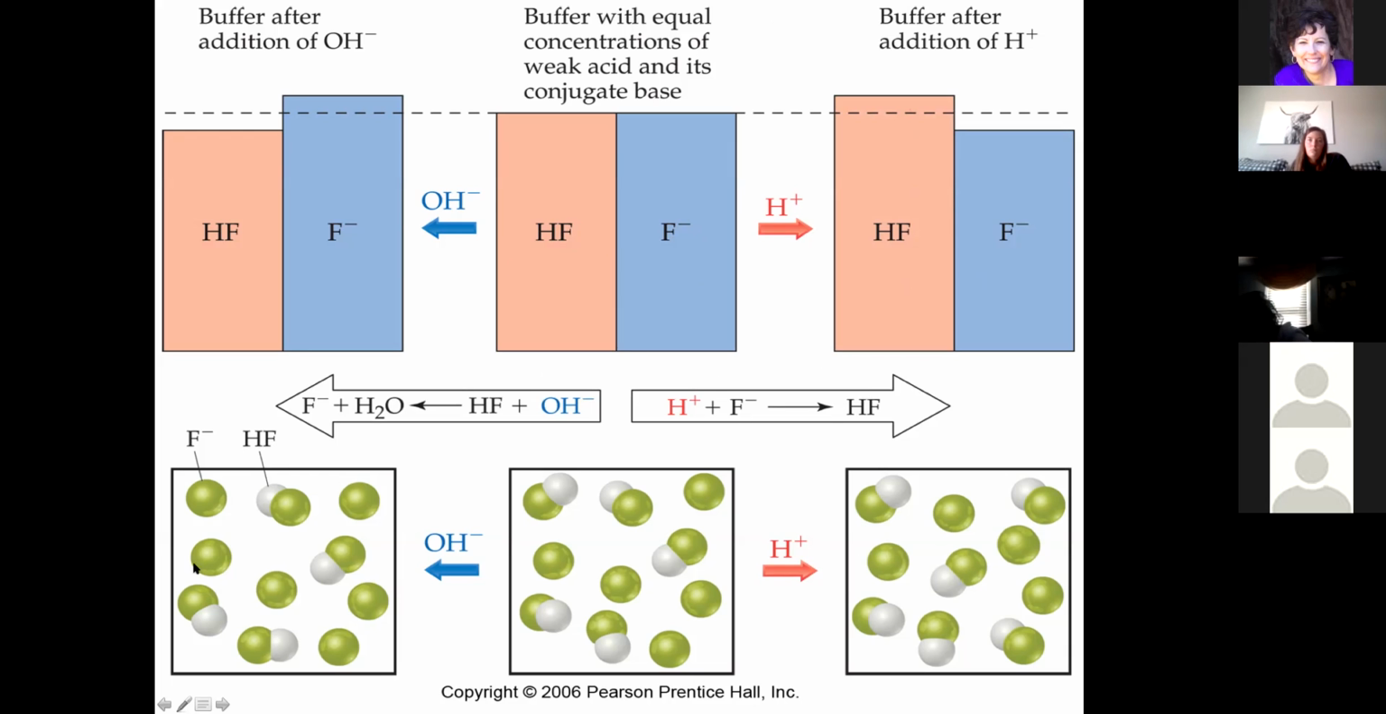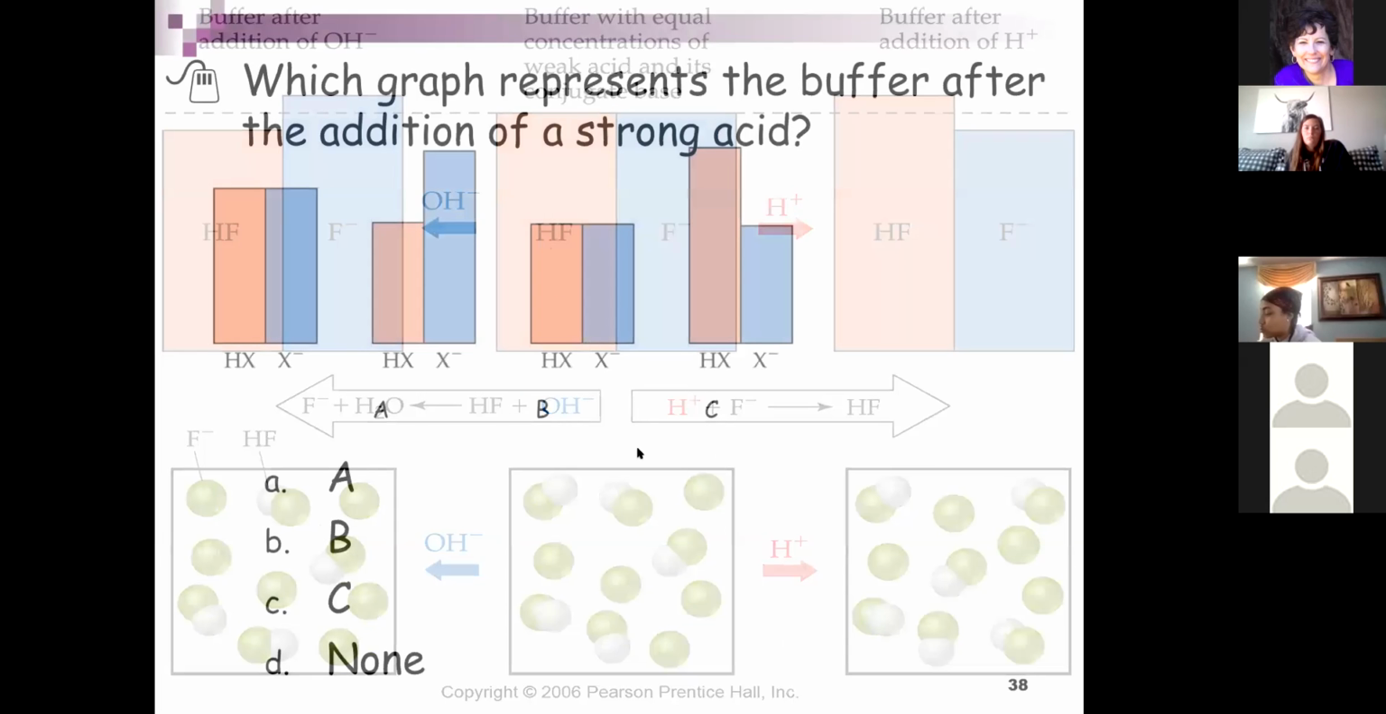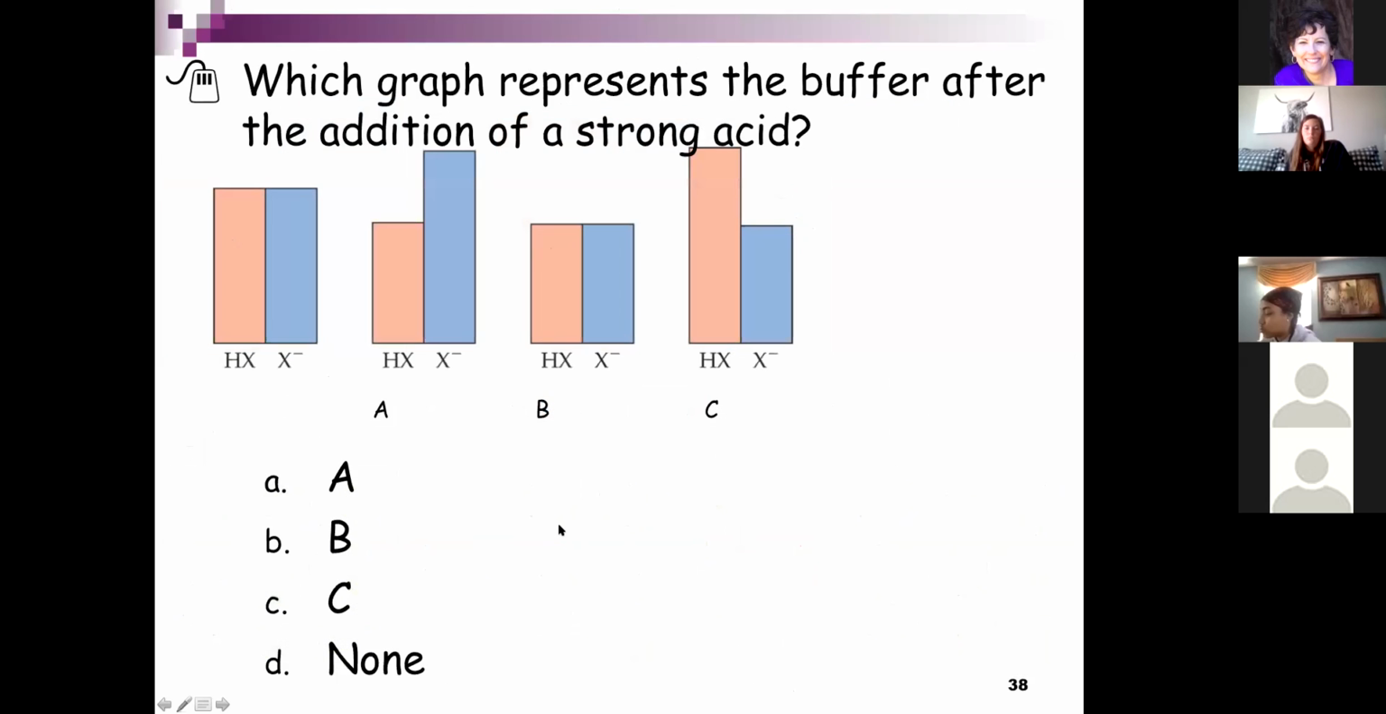So that's kind of schematically what you see down below. I have equal concentration here. When I add my base, the HF concentration goes down and the F minus concentration goes up, if you sit and count the little spheres. So we have a visual of how that's going to happen, but now we need to do some actual work. We have a clicker question.